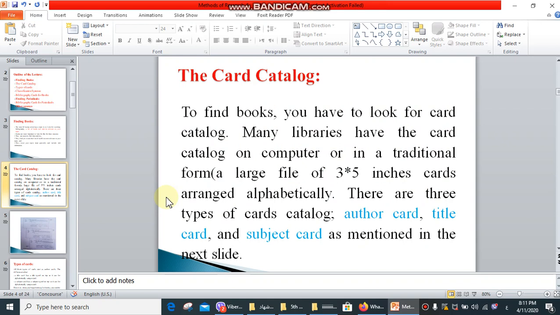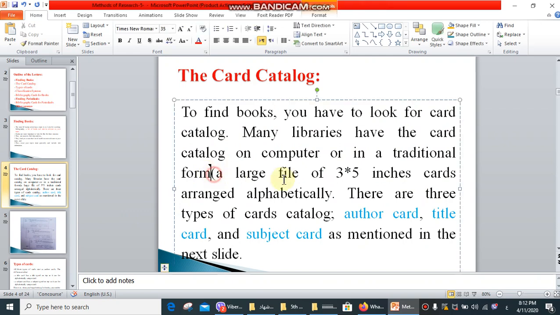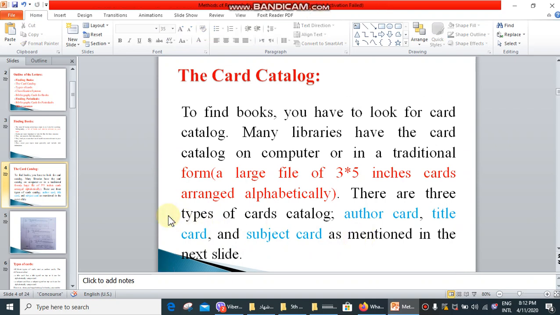Now let us move to the card catalog. To find books, you have to look for card catalogs. Many libraries have the card catalogs on computer, or in a traditional form. And again, the traditional form means a large file of 3 by 5-inch cards arranged alphabetically. Okay, this is the meaning of traditional card catalogs. Or you can find it in the form of computerized card catalogs. There are 3 types of card catalogs: author card, title card, and subject card, as mentioned in the following slides.